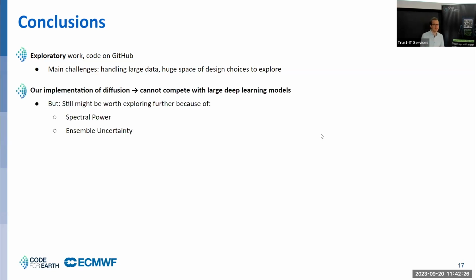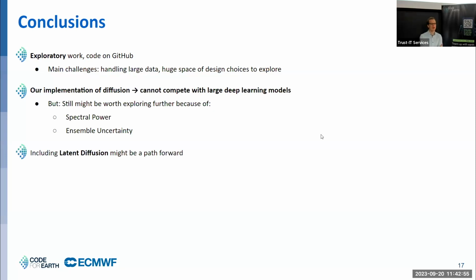So to summarize the results, in terms of root mean squared error, our results are not quite competitive with the large deep learning models, but people who are interested in this topic might still look into this because of the nice aspects that the method has, which is the non-smoothing nature and the ensemble uncertainty that we get from it. I forgot to mention the code is of course available on GitHub, and if you want to play around with this, try it out, have a go.